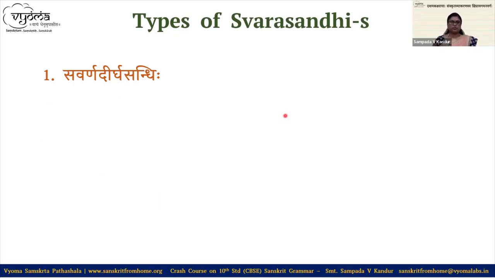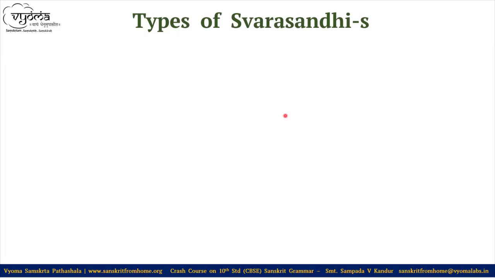Now who will say without looking? Yes. Quickly. Come on, you have already studied all these types, no? It's revision. Yes, Pradnya. सवर्ण दीर्घ संधिः गुण संधिः वृद्धि संधिः यण् संधिः यान्तवान्तादेश संधिः.